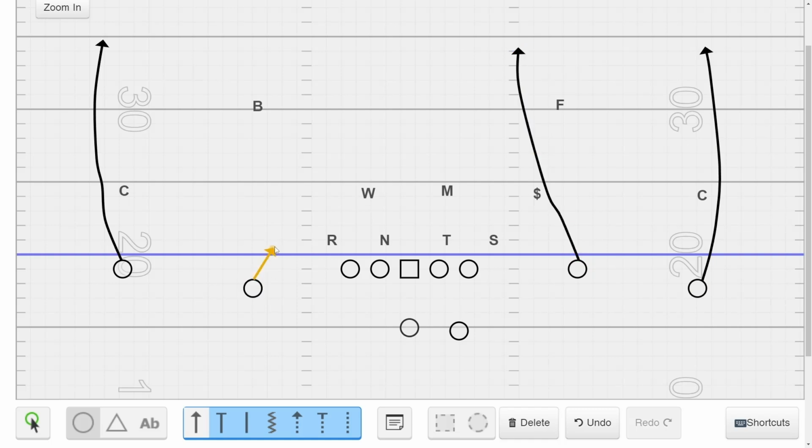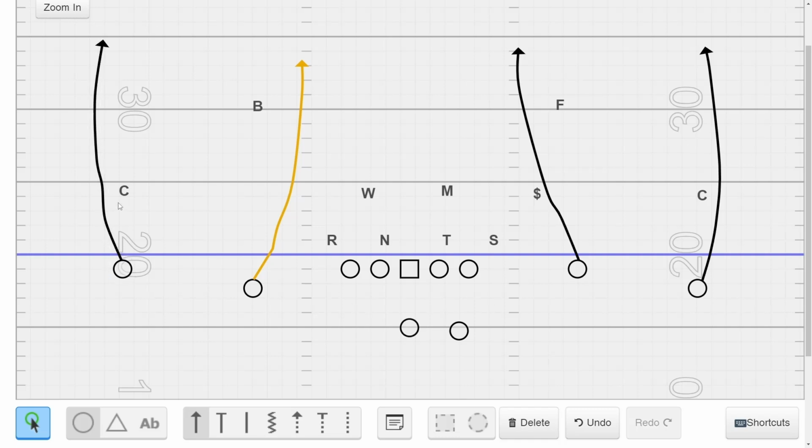Okay, and we're going to talk about the landmarks here in a second if I can get my drawing to work correctly. All right, so we've got our verts. Let's talk about what we're doing to get there and what we're doing post-snap. Our outside receivers' landmark is typically, for me, right outside the numbers, the bottom edge of the numbers facing the sideline.